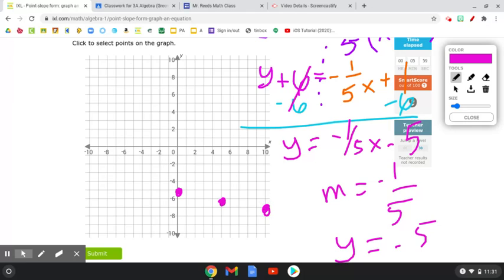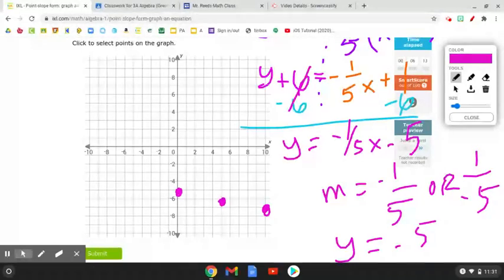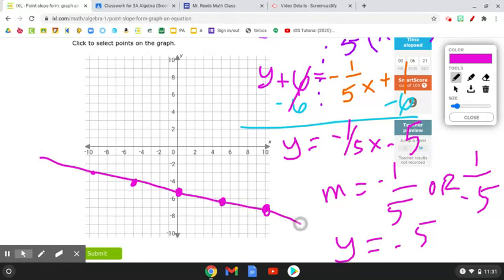Remember, if you run out of room, your slope can change. It can be 1 over negative 5. These two fractions, their slopes are exactly the same, because a negative divided by a positive is a negative, and a positive divided by a negative is a negative. So if I go back to my y-intercept, I can also go up 1 and left 5. Up 1 and left 5. And that will put me on the same exact line. So that right there is one way to do it.